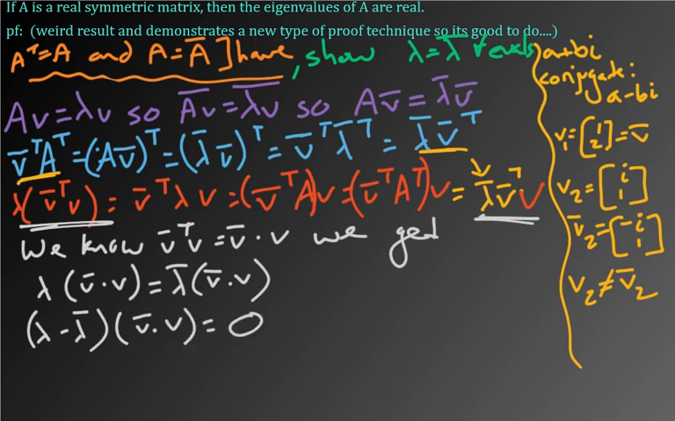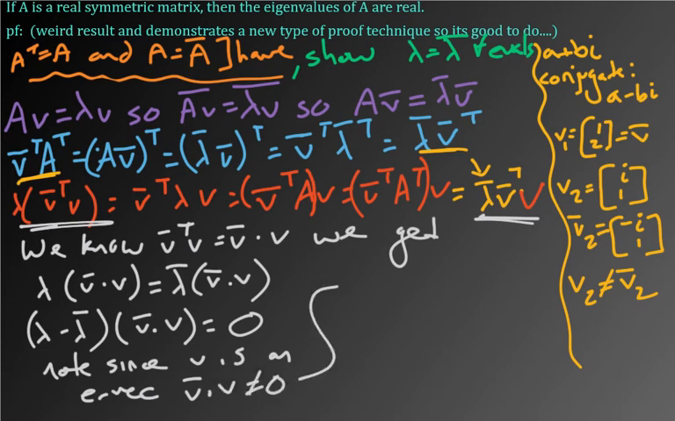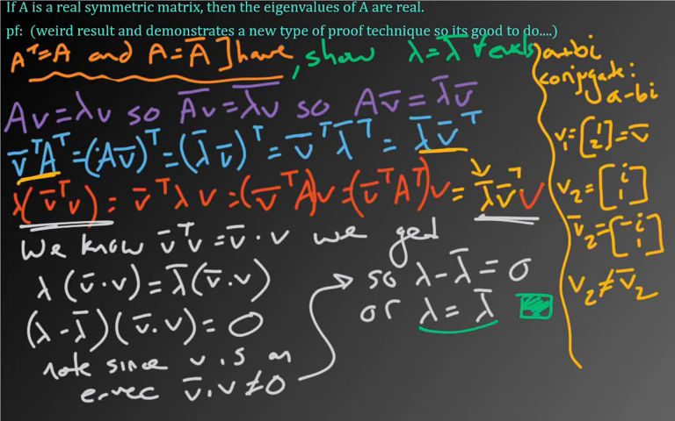equaling 0. And note, since V is an eigenvector, V bar dotted with V cannot be 0. So that means that lambda minus lambda bar has to equal 0, or lambda has to equal lambda bar. And that would prove it for us. So that means that truly, we've shown that the eigenvalues of A are real since they equal their conjugate.